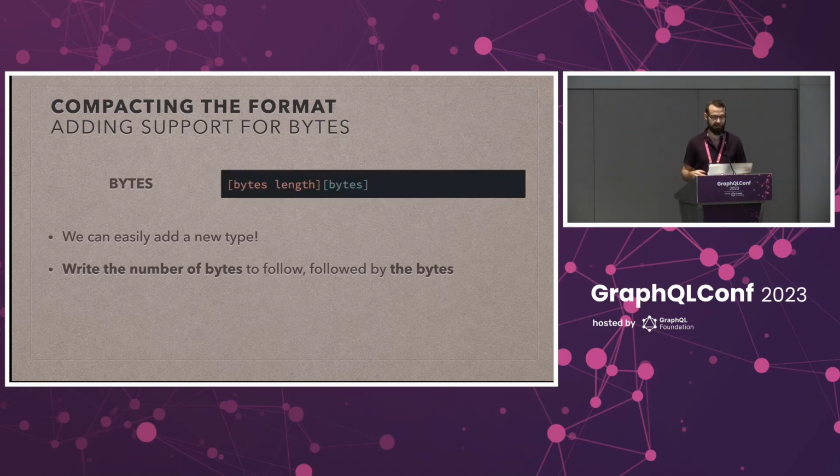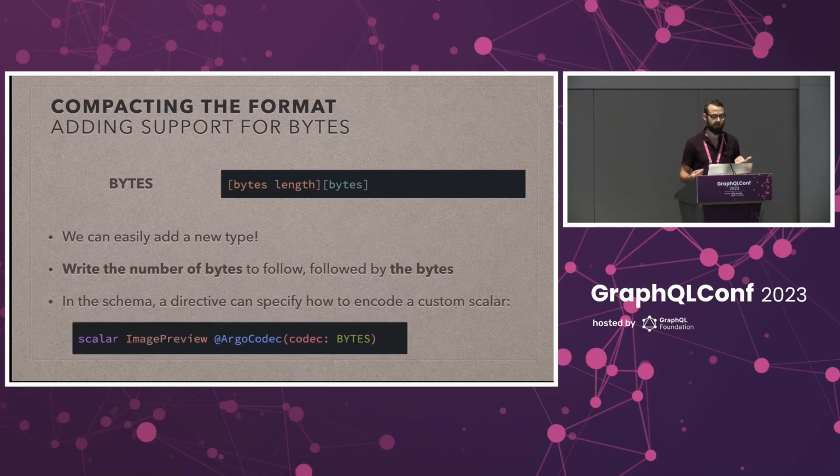That'll look like this. In this scheme, that does leave us with a communication problem where both the client and the server still need to be on the same page about how this value is encoded. So we'll probably need to do something like put a directive in the schema that tells us how a custom scalar is encoded. So we could use a directive like Argo codec, say that we're using the bytes codec for the image preview custom scalar, and that would keep both sides on the same page so that we don't need to try to communicate this information out of band.